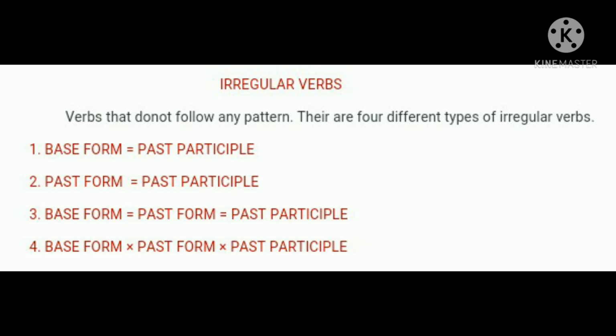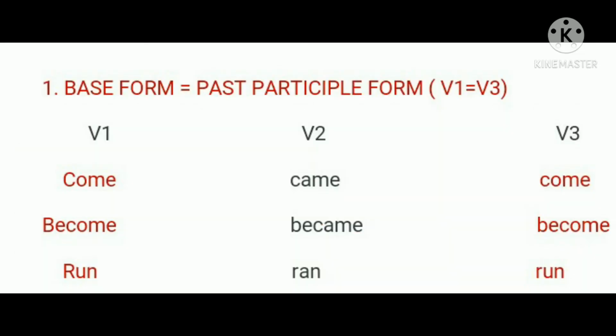Now let us learn this with some examples. Number 1, base form and past participle, V1 and V3, they are the same. You can see here the examples. Come, came, come. You can see V1 and V3 both are the same. Become, became, become. Run, ran, run. In this form, you can see V1 and V3 are the same, but V2 is different.